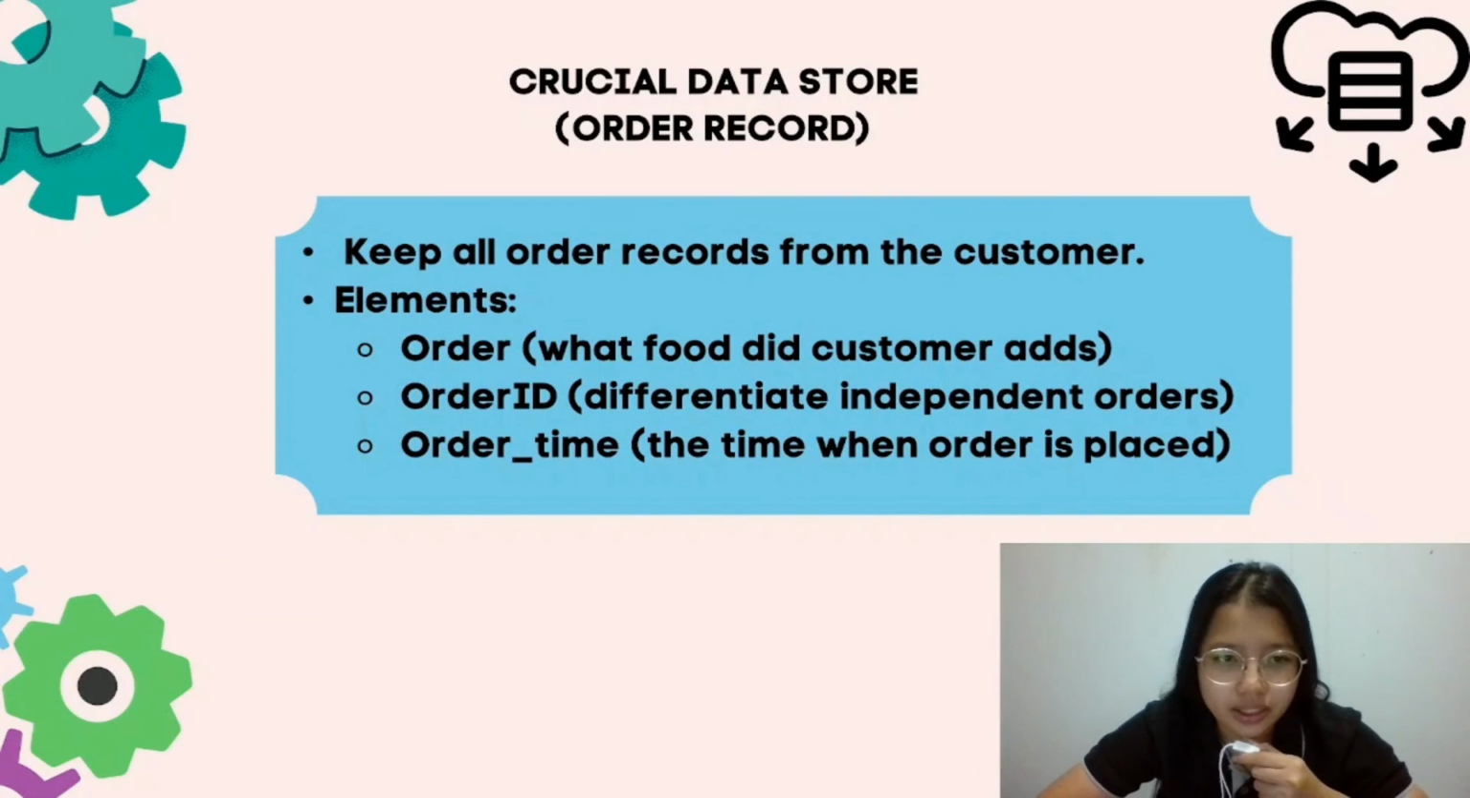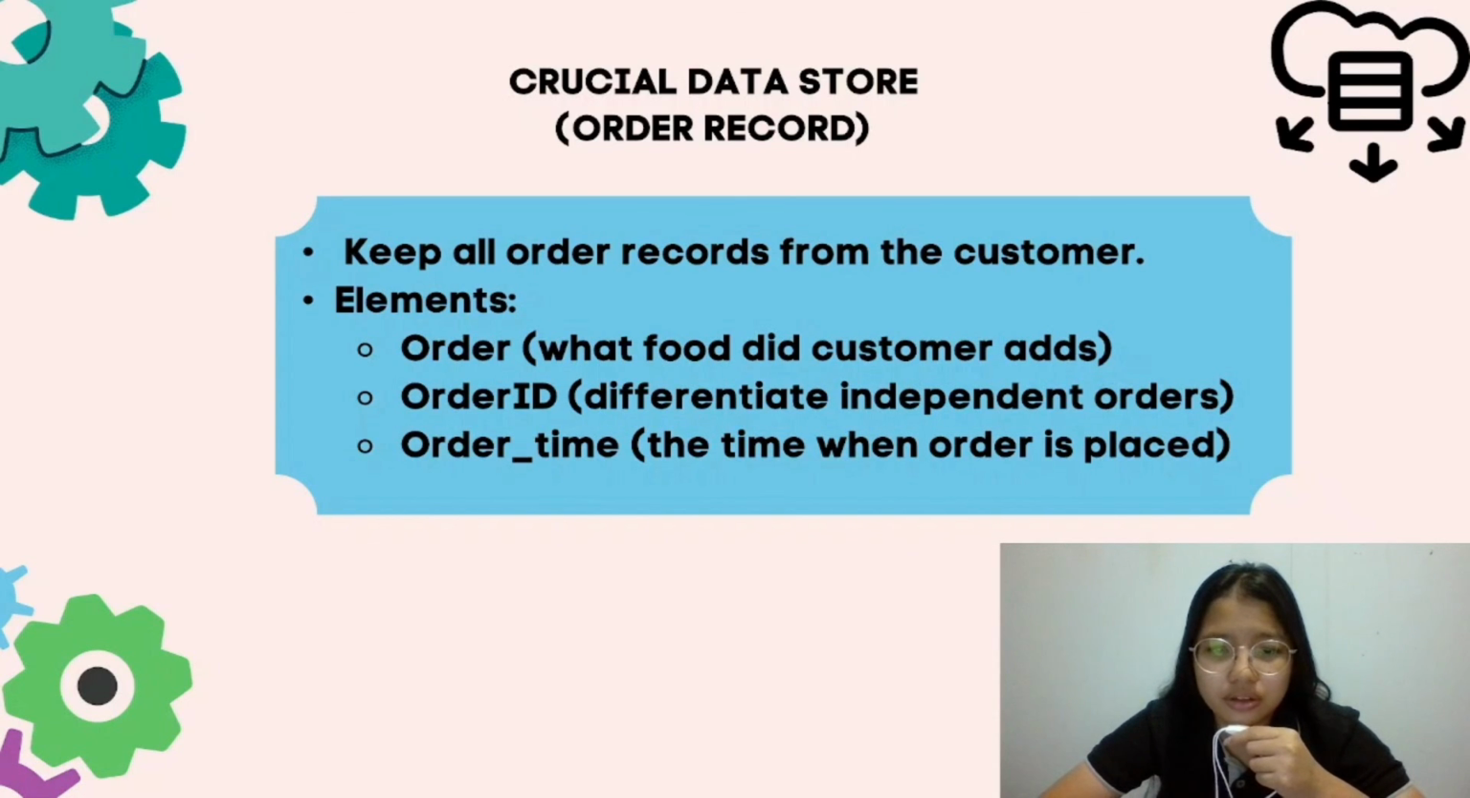Hello, I will present the one crucial data store. The order record is the most important data store for this system. This is where all the customer order information is kept. The first element is order, which refers to the food that the customer has ordered. The second element is order ID, which is used to identify individual data. The order ID is used to avoid duplication of data and confusion with other data. Normally, the order ID has a unique number that represents the data.